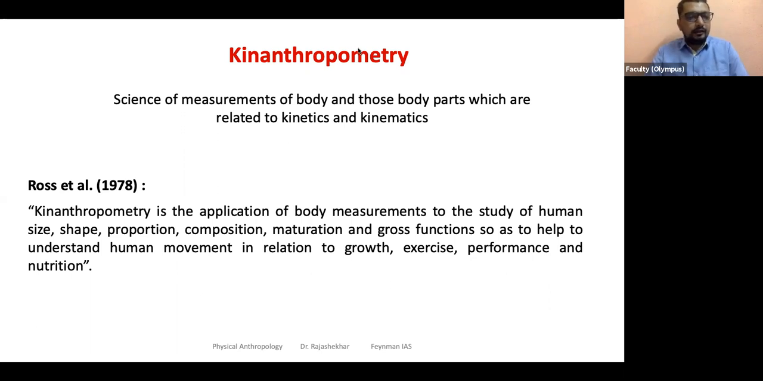If you want to write a standard definition, given by Ross et al. in 1978, it is the application of body measurements to the study of human size, shape, proportion, composition, even maturation, and gross function, so as to help understand human movement in relationship to lots of things. Could be growth, could be exercise, performance, and the type of nutrition that they are on. The basic idea is measurements that we take and relating that to various aspects of our dynamics like growth, exercise, performance in sports, nutrition. That is the field of kinanthropometry.